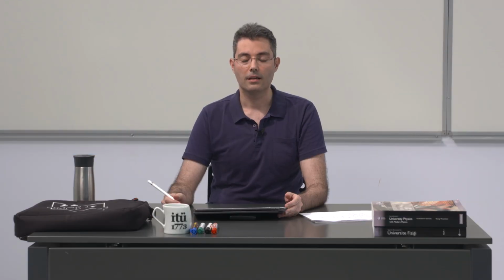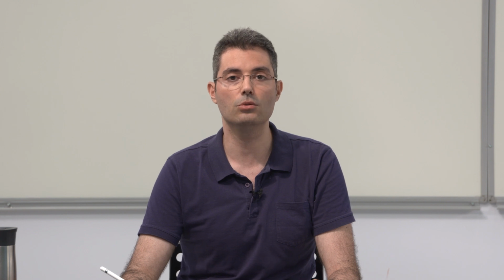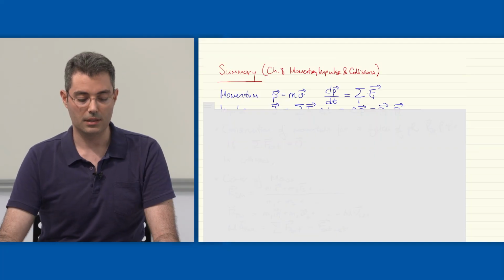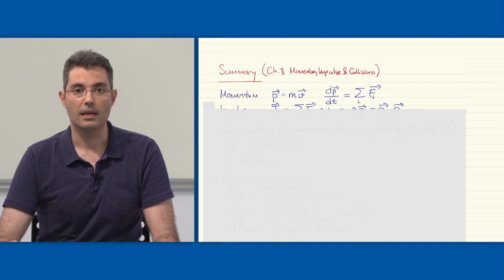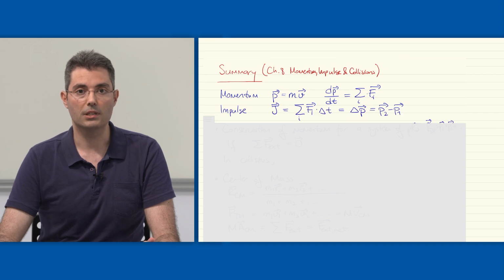Hello everyone. Let us have a look at a one-page summary of the chapter on momentum, impulse and collisions before we move on to some exercises. So we have defined the momentum as mass times velocity and have seen that the rate of change of momentum is equal to the net force. Therefore, this was a reformulation of Newton's second law.